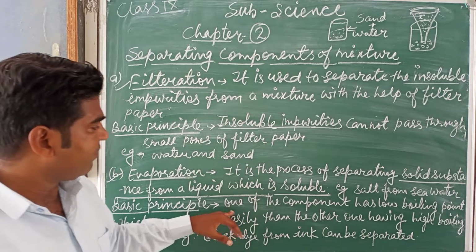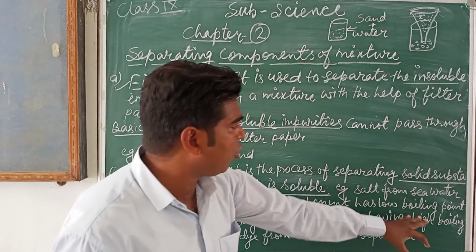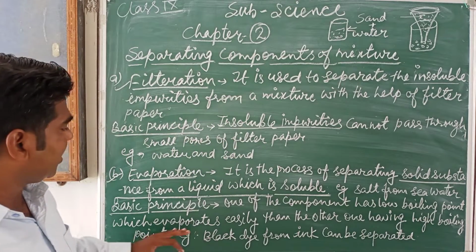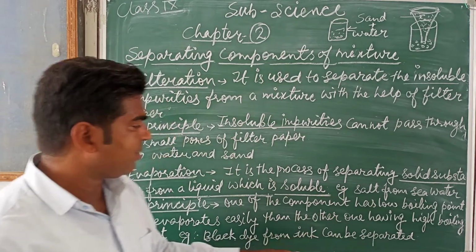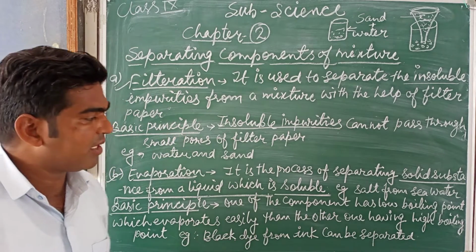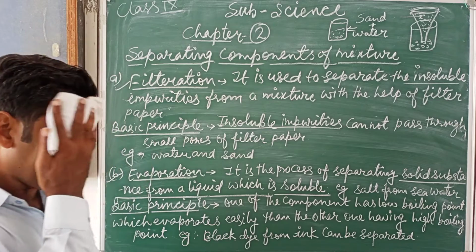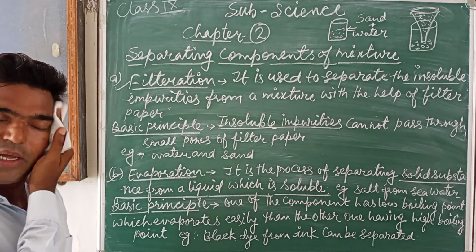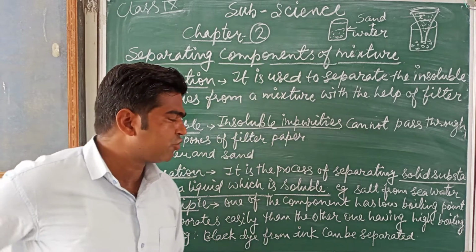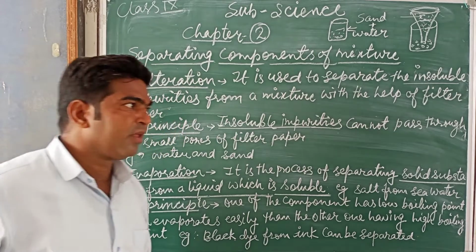It involves the fact that one of the components has a low boiling point, so it evaporates easily. Here we have two things: one is salt, common salt, NaCl, and the second one is water.